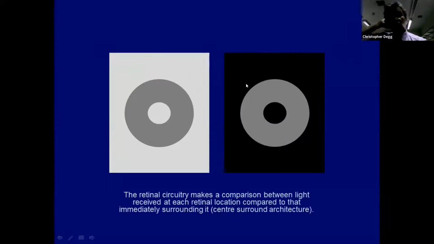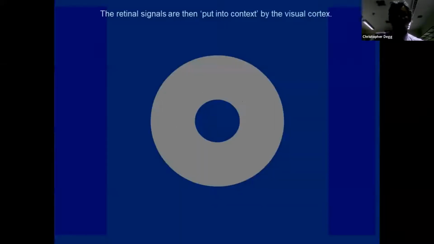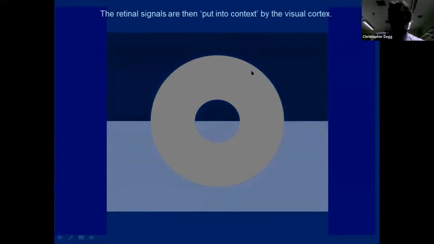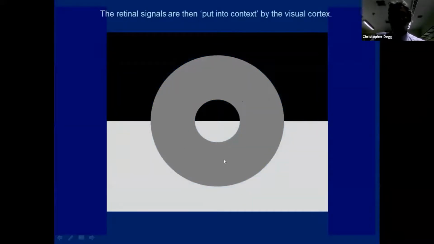But the brain can then put context to that and step in. So if we take the same grey ring and put the same background in, the retina still sees these two greys as being different. But then the brain says, well, actually, this is a solid object. It's most likely to be the same grey. So the brain overrules the retina, and you see that as one grey image. But it doesn't take much to break that.